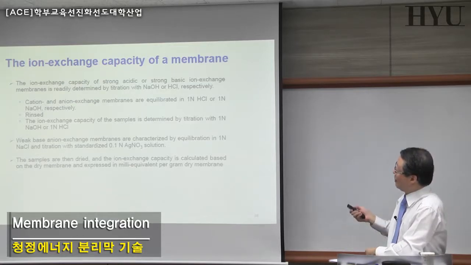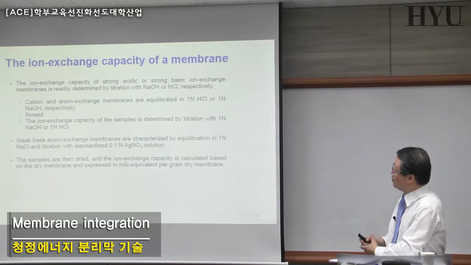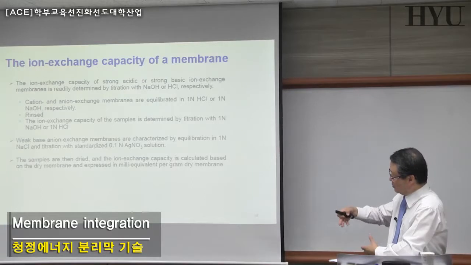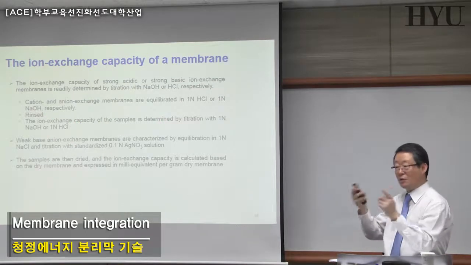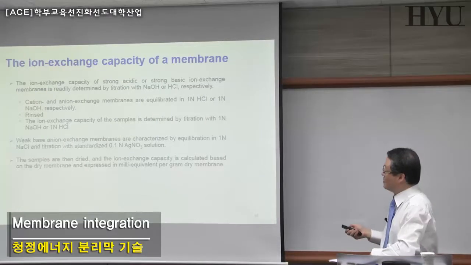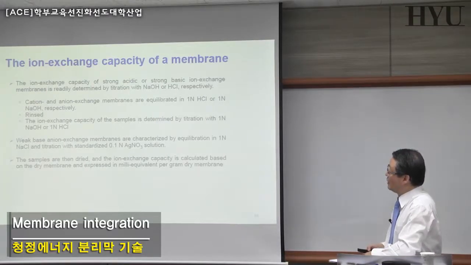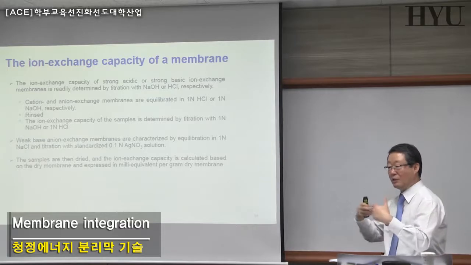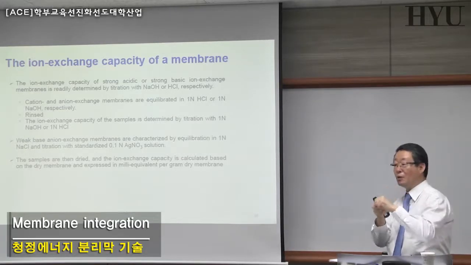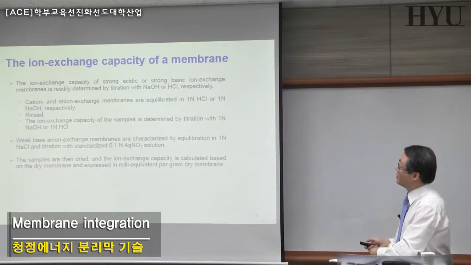So you equilibrate with a certain concentration of this acid or alkaline solution, and put the membrane inside of the solution and rinse them later, and you determine by the titration of the other, the acid or the sodium hydroxide, and look at how much of the solution was consumed, and then you can back calculate how many moles of the charges that you have, which is what we call the ion exchange capacity.